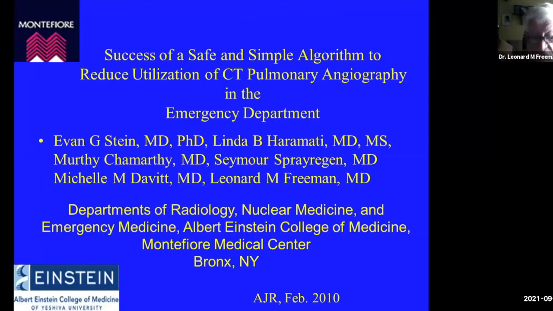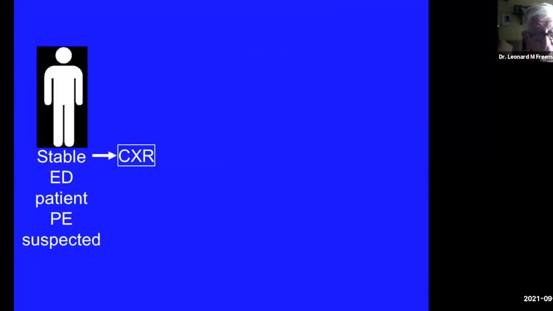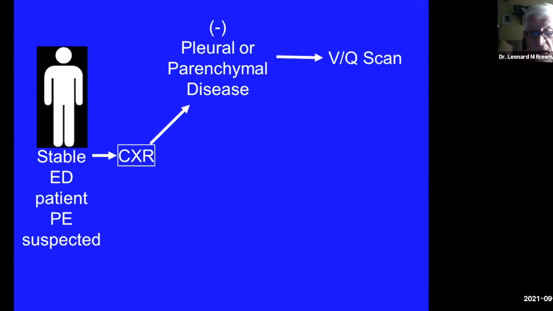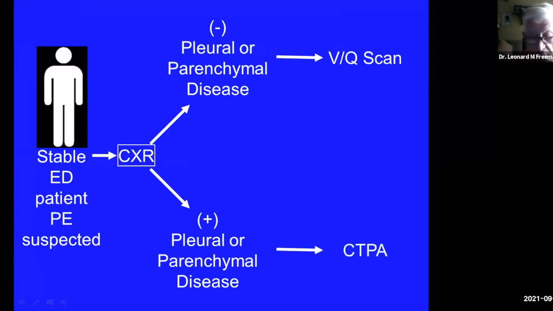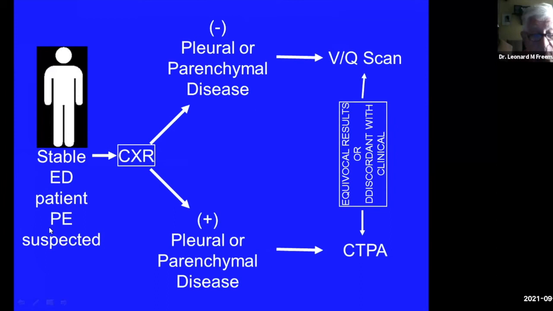Anyway, I'm going to quickly go through some of our stuff. This is stuff that we did at Montefiore starting in 2010, actually. And the basic algorithm was getting a chest x-ray. If the patient had no parenchymal disease, proceed on to a VQ scan. If the patient had pleural or parenchymal disease, get a CT. If there was a problem with the one, get the other.